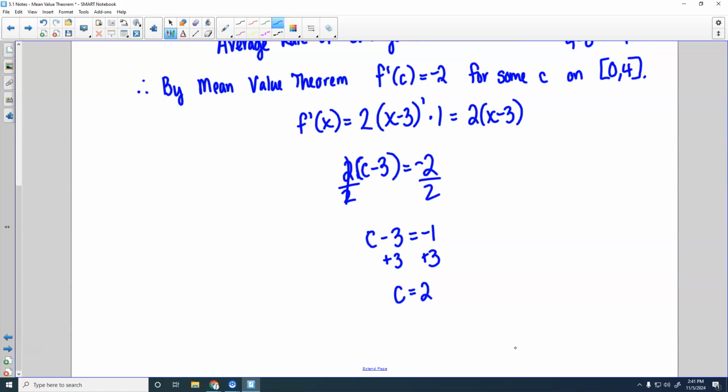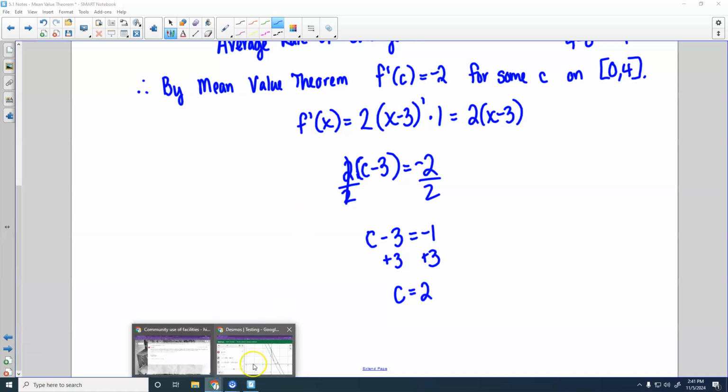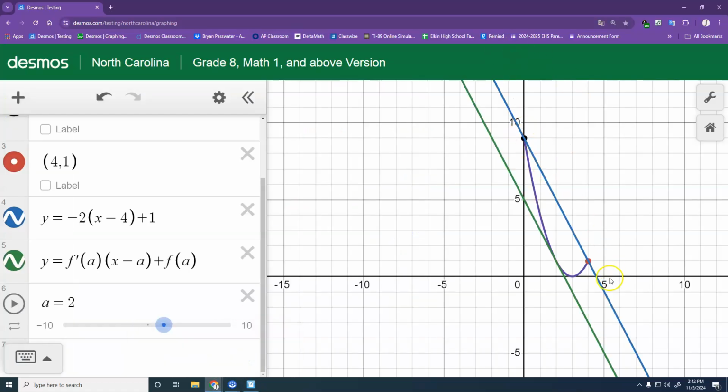And so that is just the point where the derivative and the slope between the endpoints are equal to each other. There. And we can see on our graph that looks about right. That looks like where those two lines would be parallel. Okay, questions? All right, let's do some more.